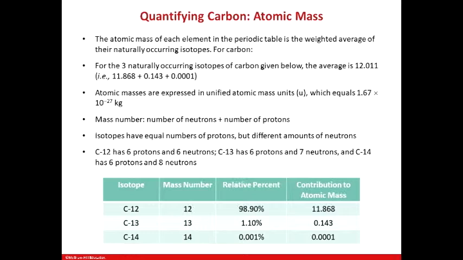The atomic mass of each element in the periodic table is the weighted average of the naturally occurring isotopes for carbon. Occasionally, if you see me looking around like this, most of the classes where we teach chemistry have periodic tables, except for this. This is one of the ones that don't. So if I'm looking around, I'm looking for a periodic table.